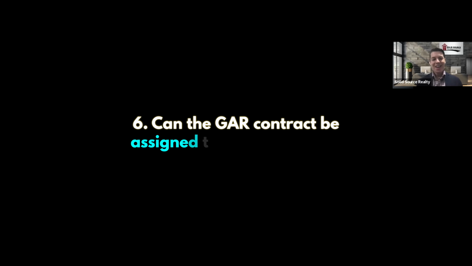Okay, so number 6, can the GAR contract be assigned to another buyer? No, not unless the contract is stipulated to say that it can be. The boilerplate language in the GAR contract that we talked about in class says that the contract is not to be assigned without the express written permission of the seller.